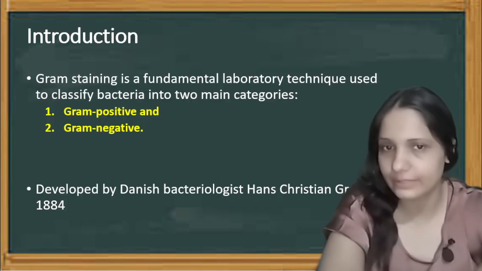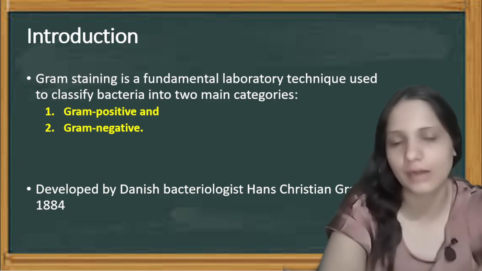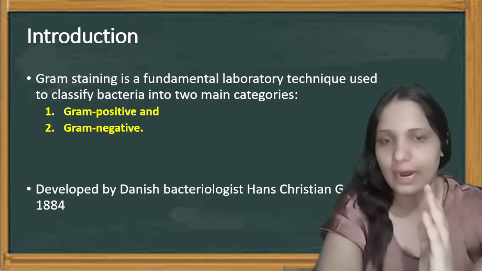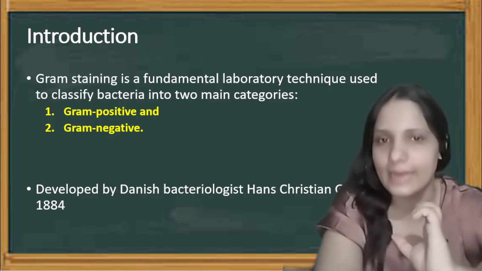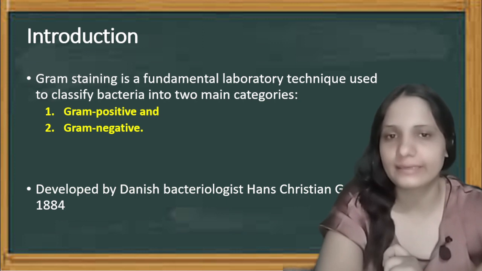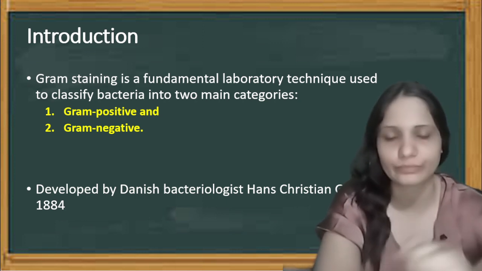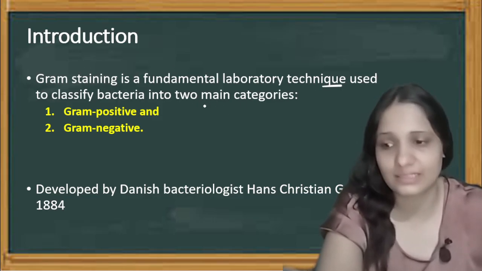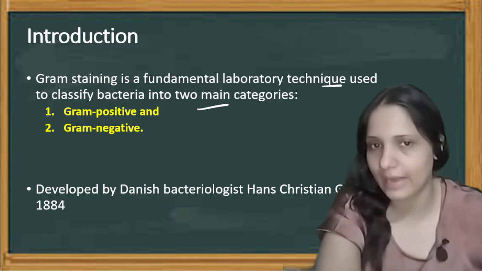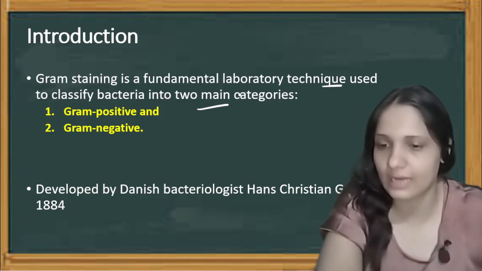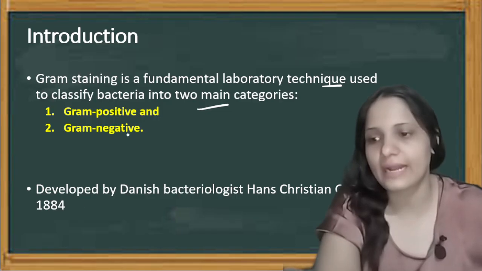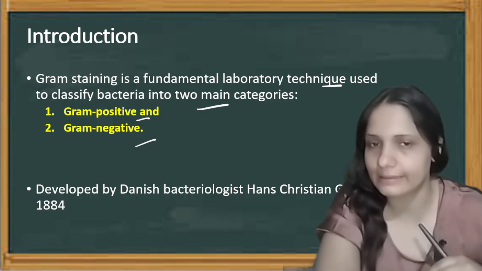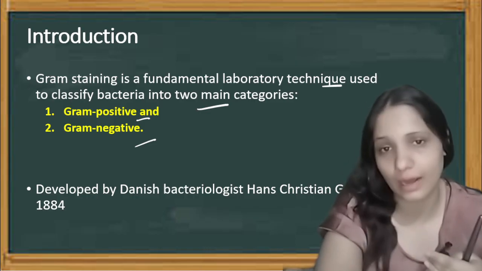First, here we have the introduction of this technique, gram staining. What we have to firstly understand is that this is a fundamental lab technique. Mainly we cover this technique under microbiology, where we study microorganisms. This technique is mainly used to classify bacteria into two classes: number one, gram positive, number two, gram negative. So here we have two types of bacteria.